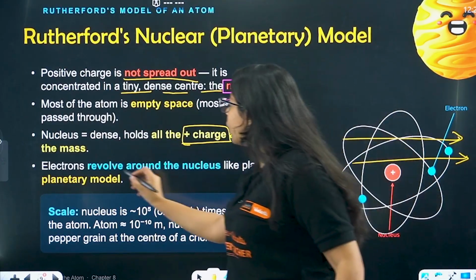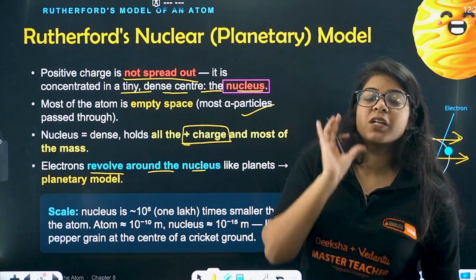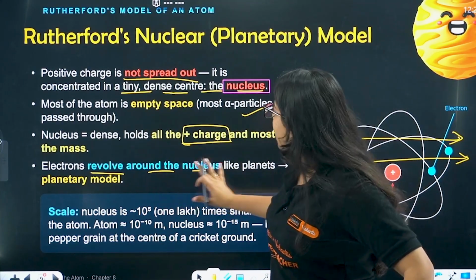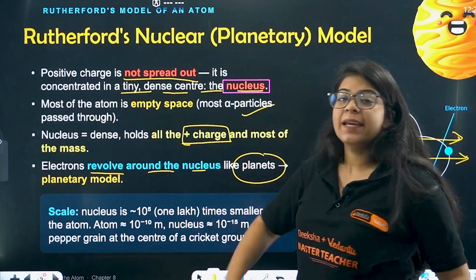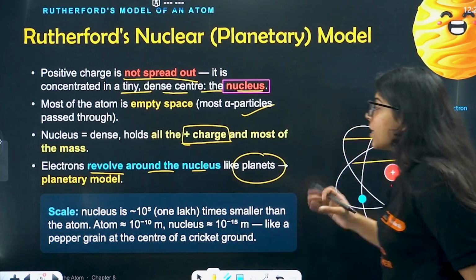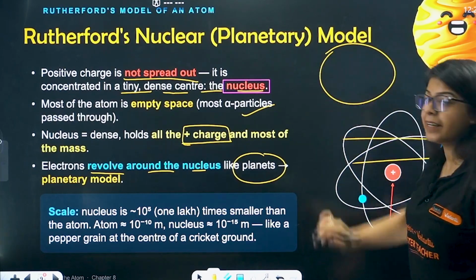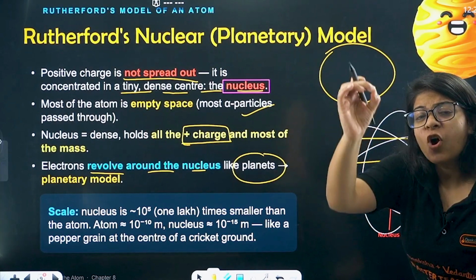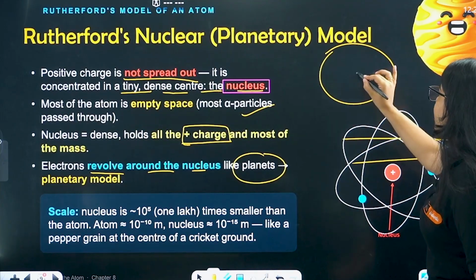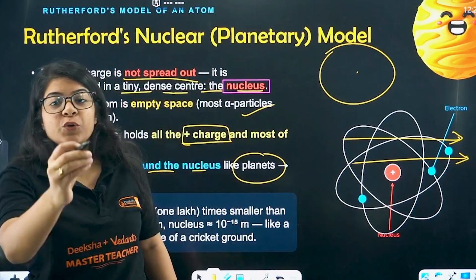Then electrons revolve around the nucleus. That is a very important observation he gave, that electrons actually are revolving around the nucleus like a planet, like our planet is revolving around the sun. And just to give you a measure, if this whole atom is, let's say, a cricket ground, then a literal small grain of pepper is your nucleus. That's how the nucleus is in comparison to your atom.